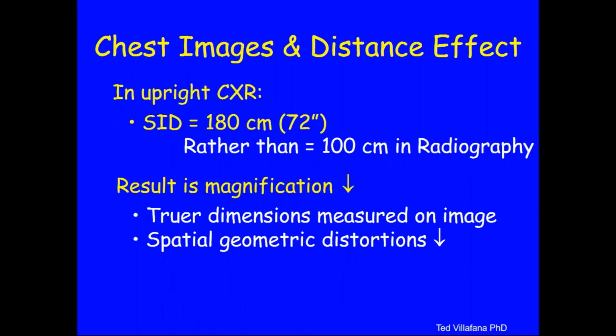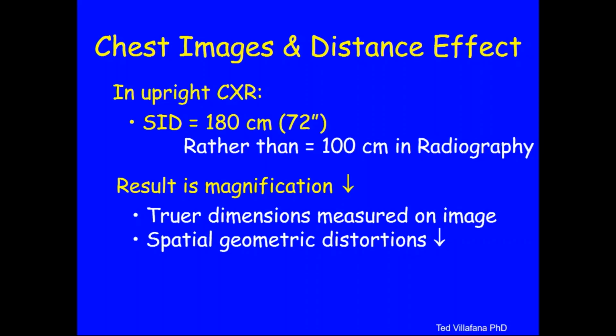Now, here's another variation on the universal SID. We mentioned that standard radiography is done at 100 centimeters, but upright chest radiography is done at 180 centimeters, 72 inches. And again, how come? Why do we use chest at these very long distances compared to everything else? If you go to a larger SID, then you get less magnification distortions. We are particularly interested in minimizing distortions in a chest film, and going to the longer distance minimizes the magnification problems.